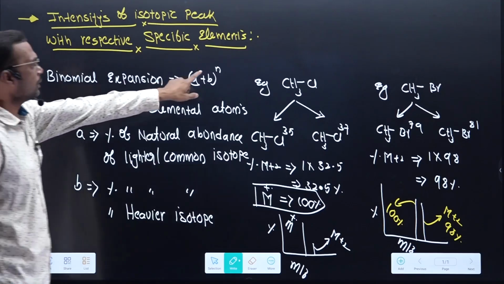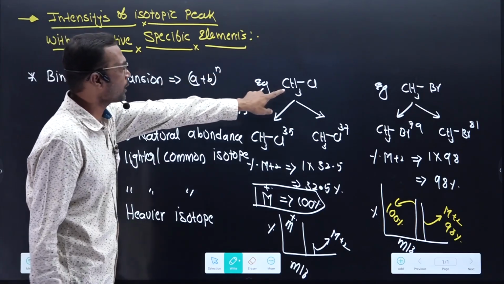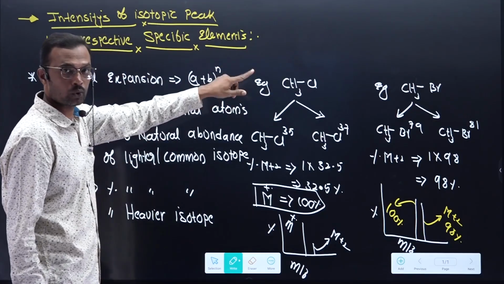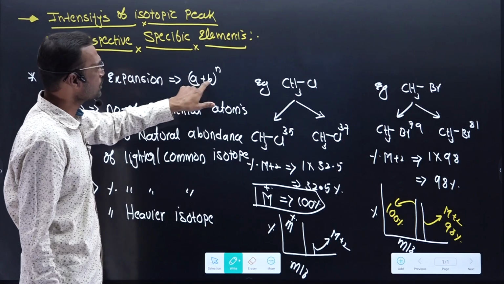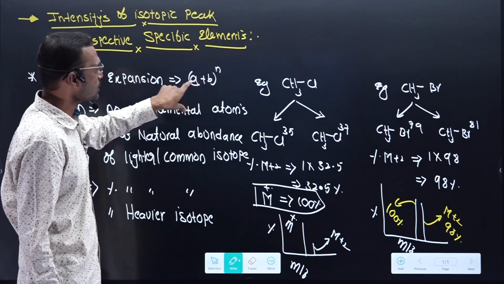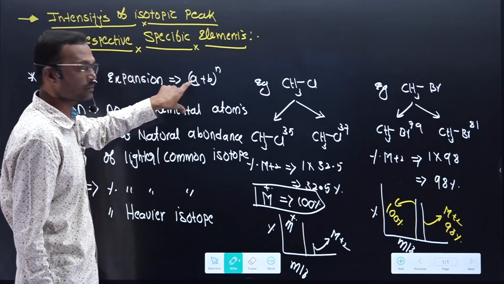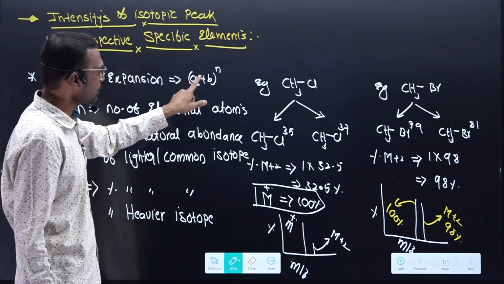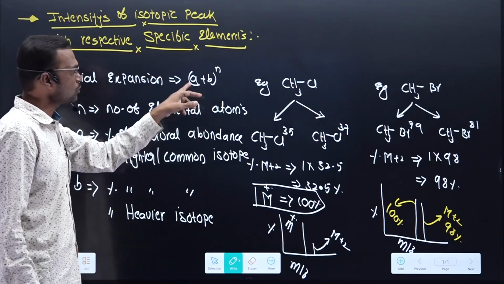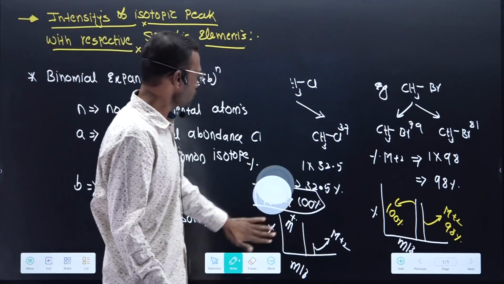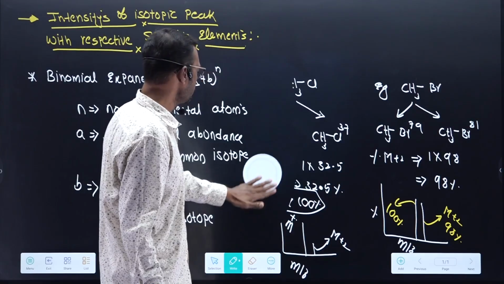N is nothing but how many atoms of the element are present. Suppose the molecule carries 1 chlorine, write down 1. 2 chlorines, 2. 3 chlorines, 3. Then the lighter isotope percentage and the heavier isotope percentage. The lighter isotope percentage is always taken as 100%. The heavier is calculated with respect to the lighter. That is called relative abundance. So the two values will be written here. You will understand by taking one example.